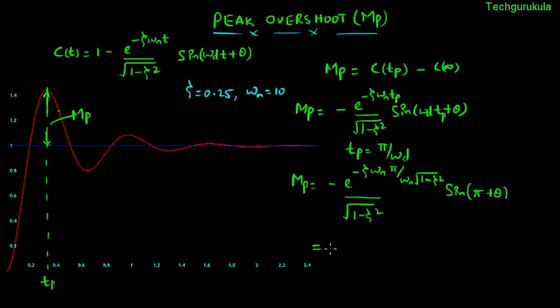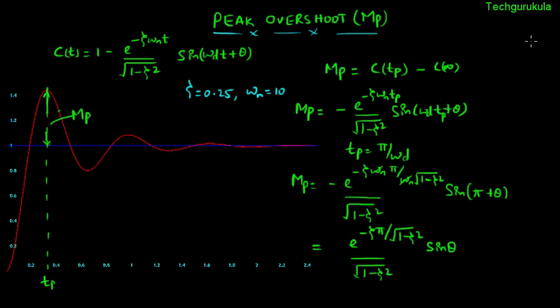So if I can rewrite this again, omega n and omega n cancel here, so we have e power minus zeta pi by square root of 1 minus zeta square, divided by square root of 1 minus zeta square, times, we have a minus 1 here. Sine of pi plus theta can be written as minus sine theta. So minus minus cancel, and we have sine theta.